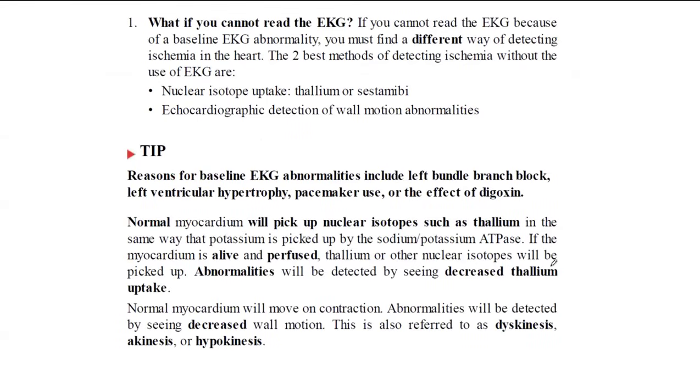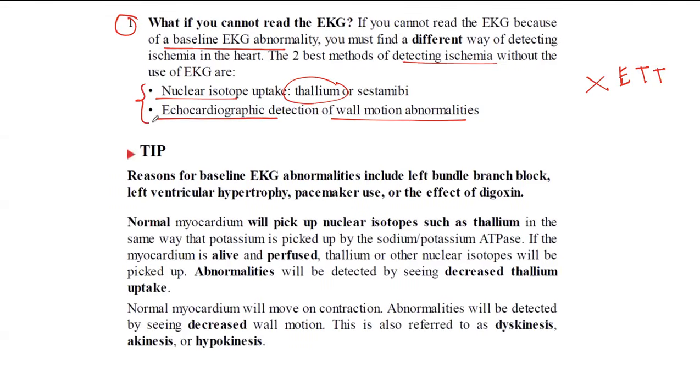Now, what if there was some baseline ECG abnormality? If there was a baseline ECG abnormality, then you cannot do the exercise tolerance test anymore. This is where it will become a bit complex, so please try to follow. When there is a baseline ECG abnormality, we have two options to detect ischemia. We have a nuclear scan, which is the thallium scan, or we can do an echocardiogram to detect any wall motion abnormalities.